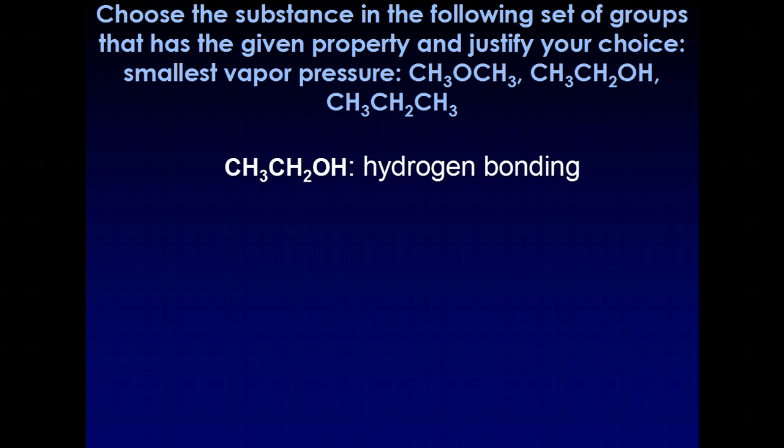And because ethanol has hydrogen bonding, that molecule has substantial intermolecular forces that it has to overcome to be able to escape and become a gas. And so it is going to require a tremendous amount of energy for those to be overcome, and it would have a much smaller vapor pressure than the other two because not nearly as many of the molecules would have been able to achieve that.